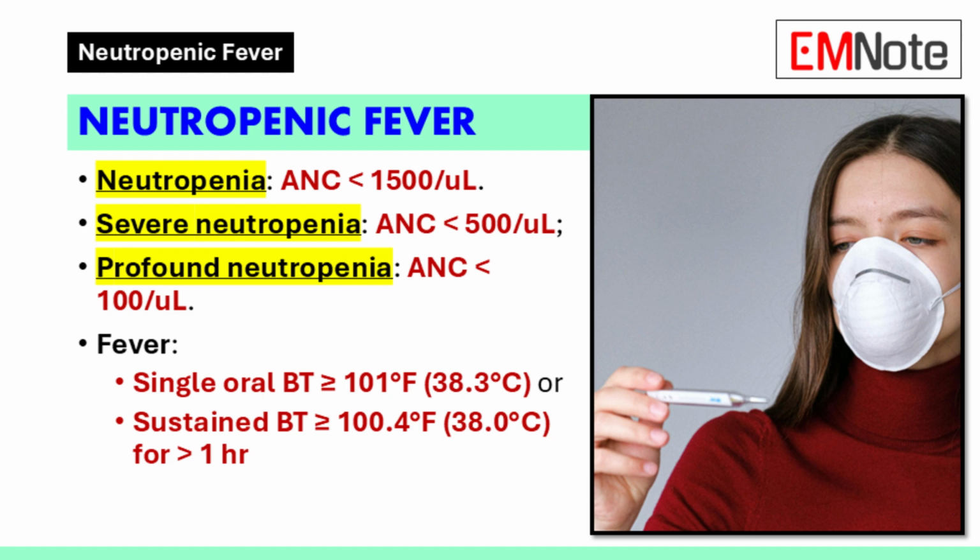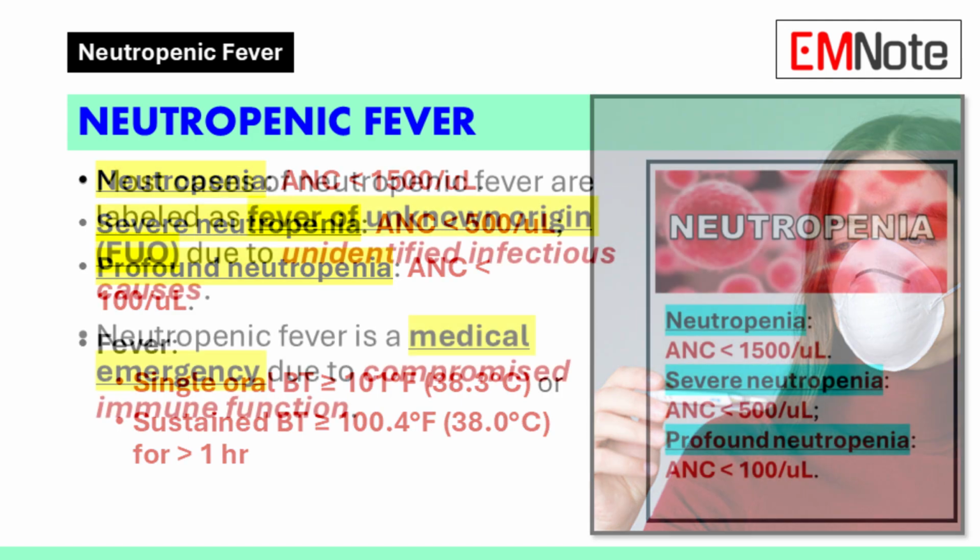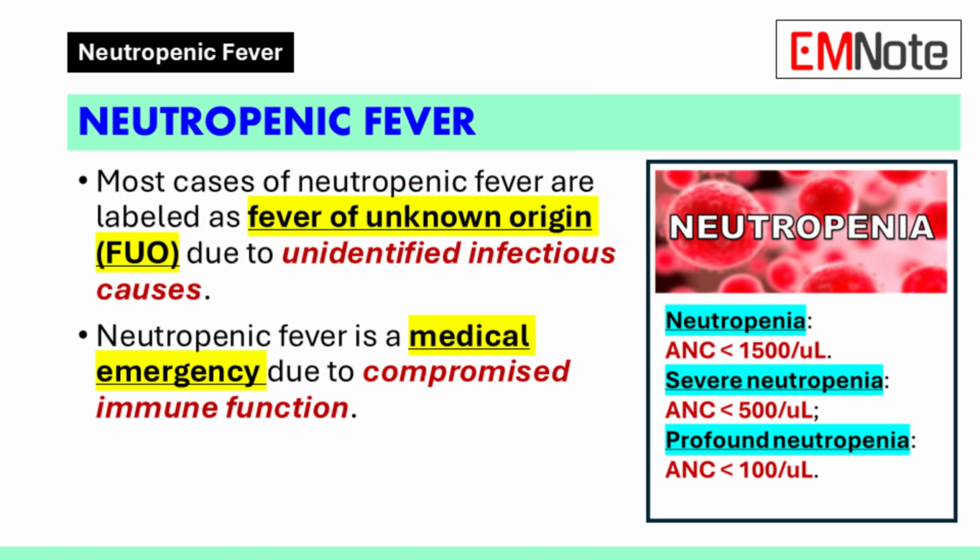Fever is defined as a single oral temperature greater than or equal to 101 degrees Fahrenheit, or 38.3 degrees Celsius, or a sustained temperature greater than or equal to 100.4 degrees Fahrenheit, or 38 degrees Celsius, for at least 1 hour. In most cases of neutropenic fever, the infectious cause cannot be identified and is labeled as a fever of unknown origin. Neutropenic fever is considered a medical emergency because the reduced number of neutrophils compromises the immune system's ability to fight infections. Morbidity and mortality depend on the severity and duration of neutropenia.